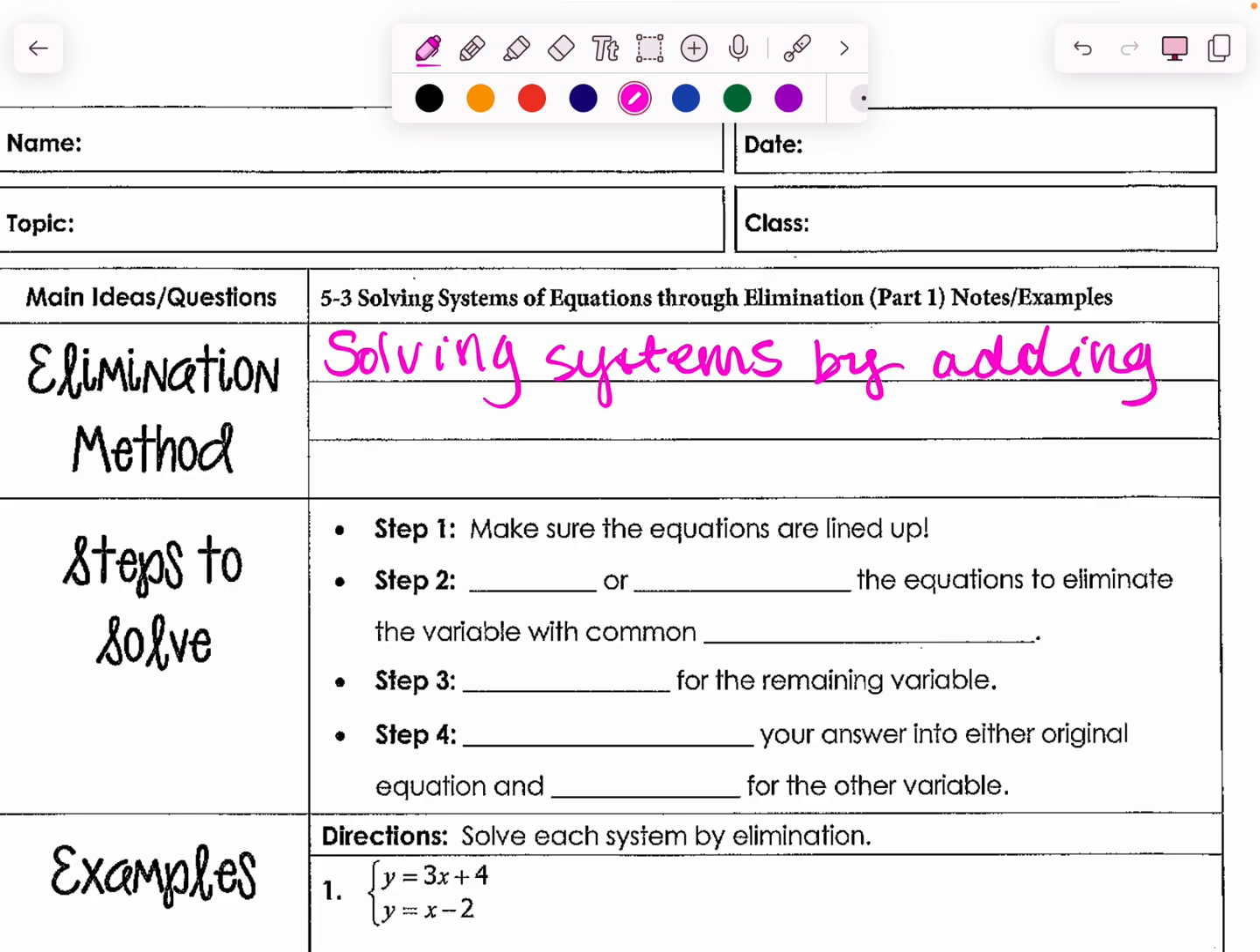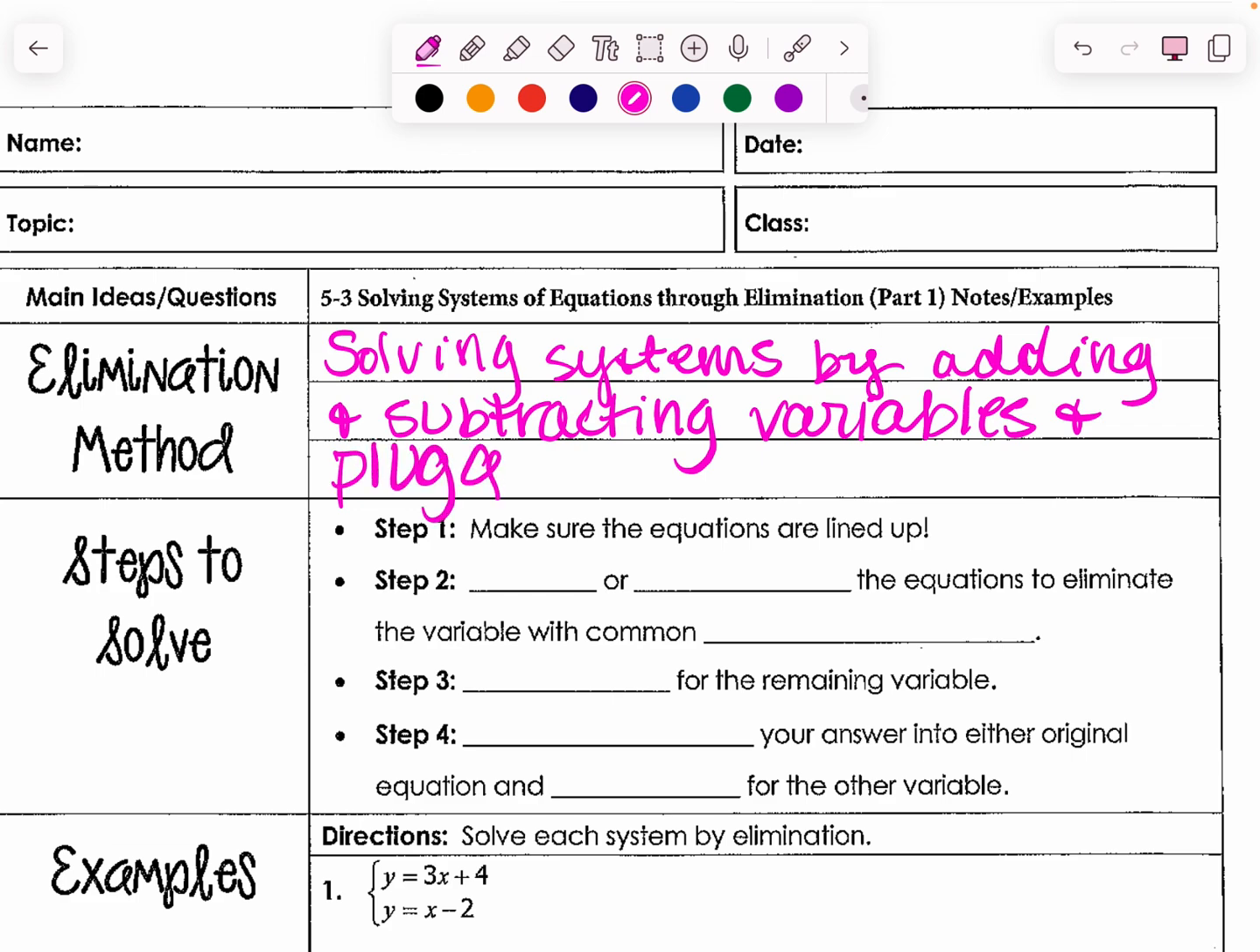Step 2, add or subtract the equations to eliminate the variable with the common coefficient. Step 3, solve for the remaining variable. Step 4, substitute your answer into either of the original equations and solve for the other variable.